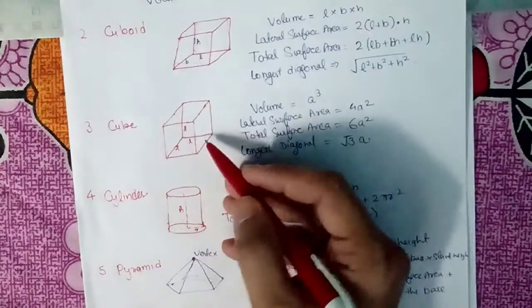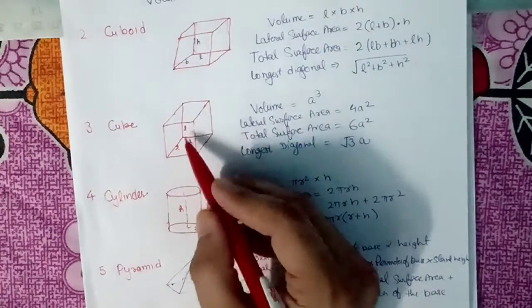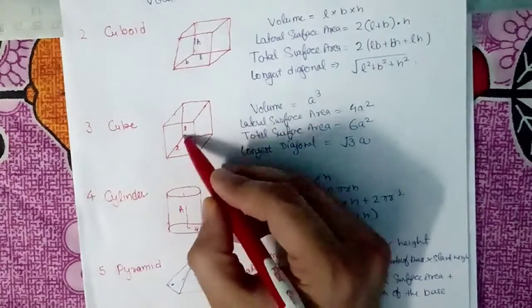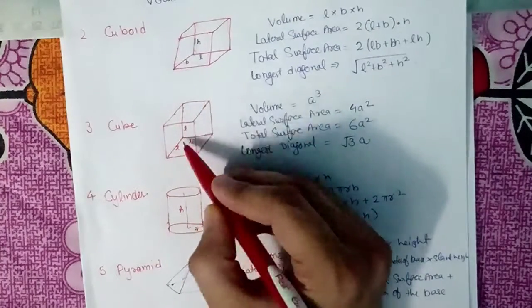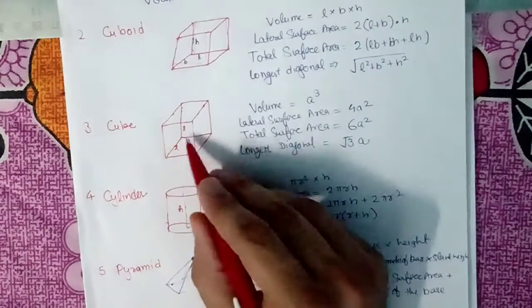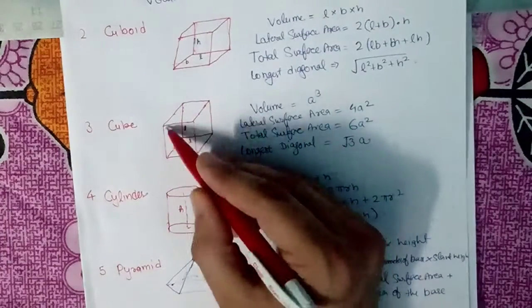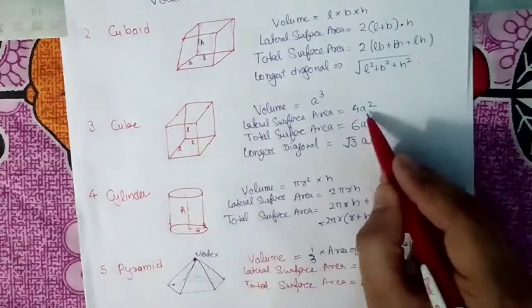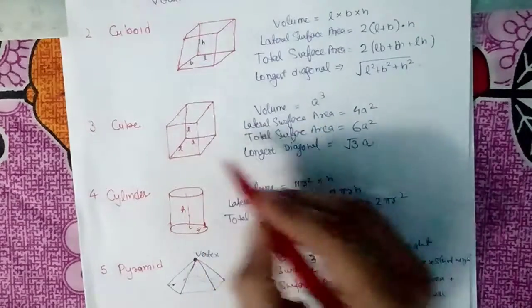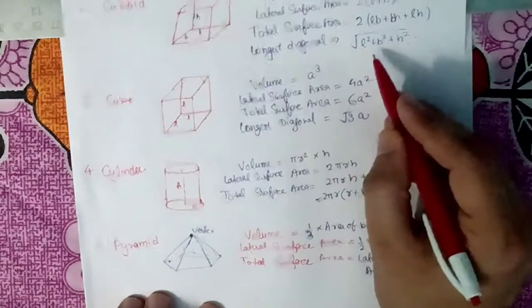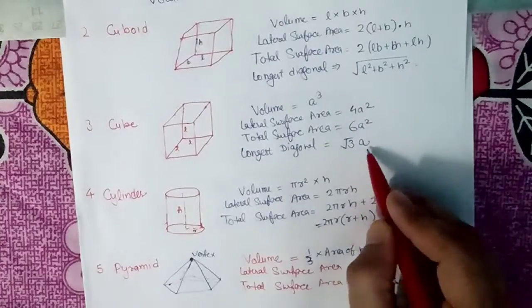We have another shape, the cube. A cube is where all the lengths are equal, length, breadth and height are equal. So the volume of a cube is given as a cube. The lateral surface area, apart from the top and bottom, is 4a square. If you include those, this will give you 6a square. The longest diagonal, by applying the formula, you will get root 3 a.